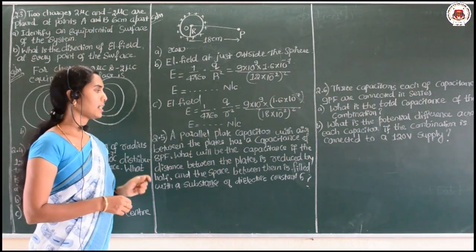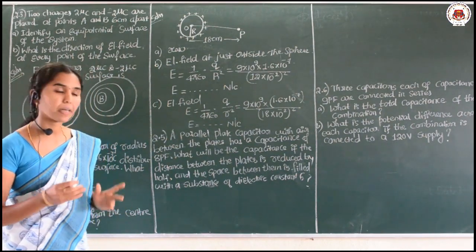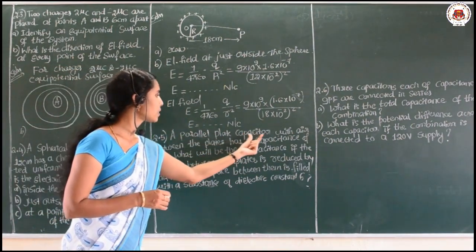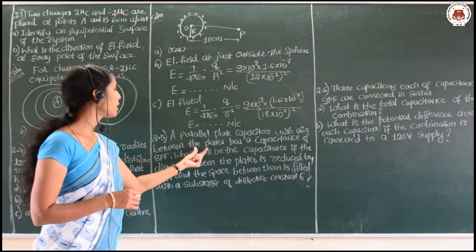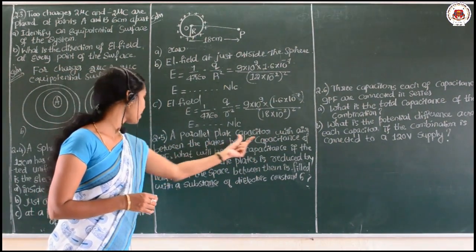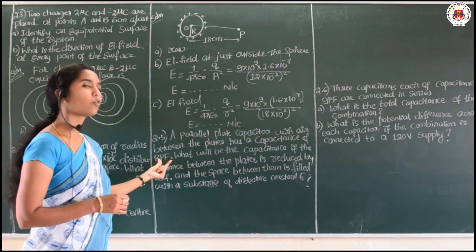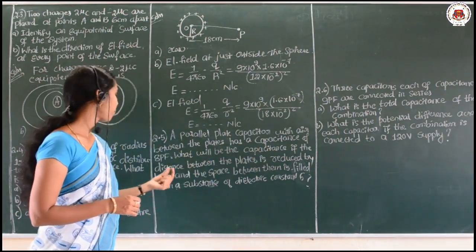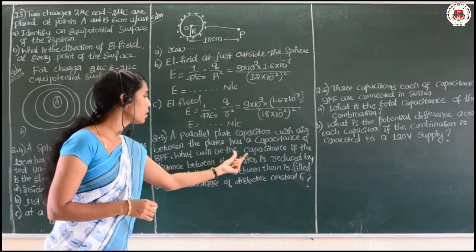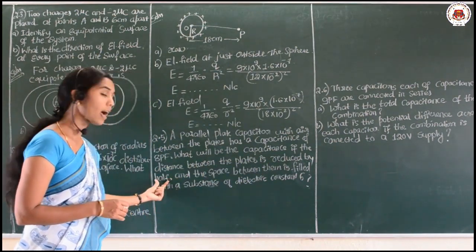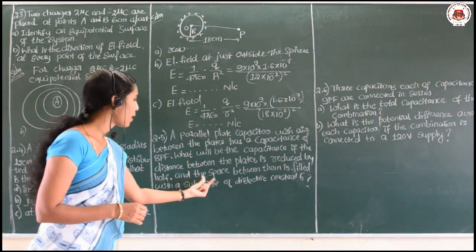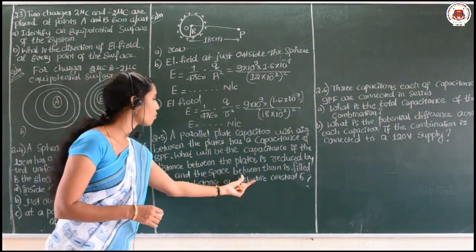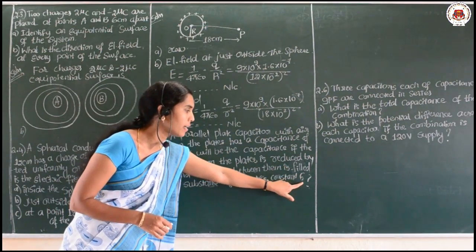This is related to the parallel plate capacitor. A parallel plate capacitor with the air between the plates has a capacitance of 8 picofarad. What will be the capacitance if the distance between the plates is reduced by half, and the space between them is filled with a substance of dielectric constant 6?